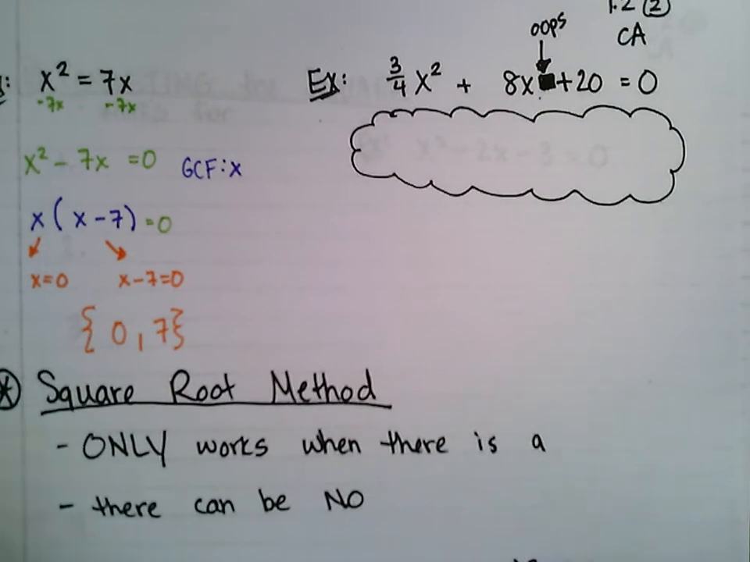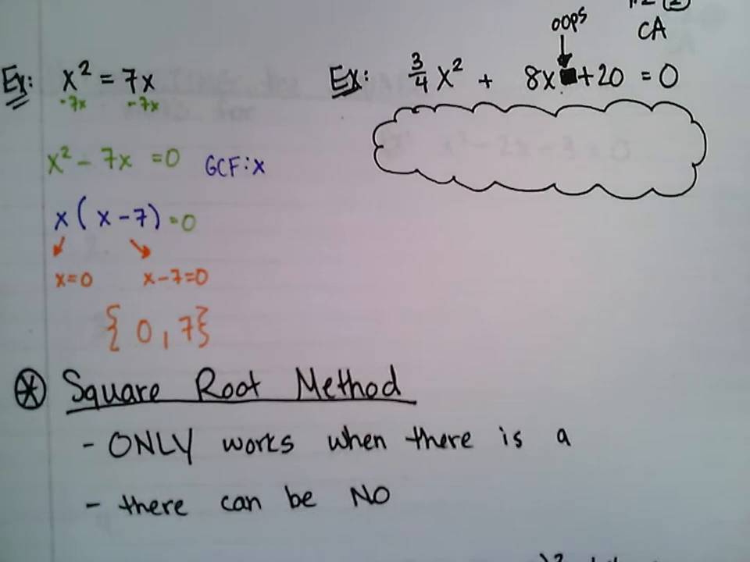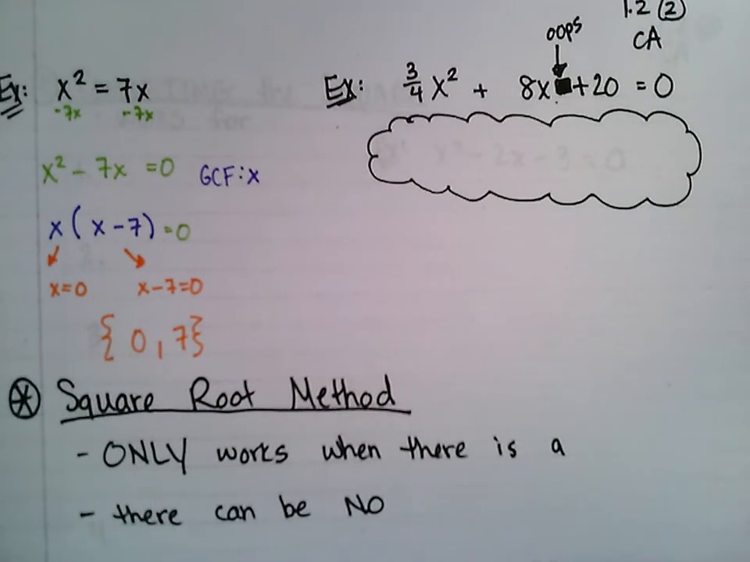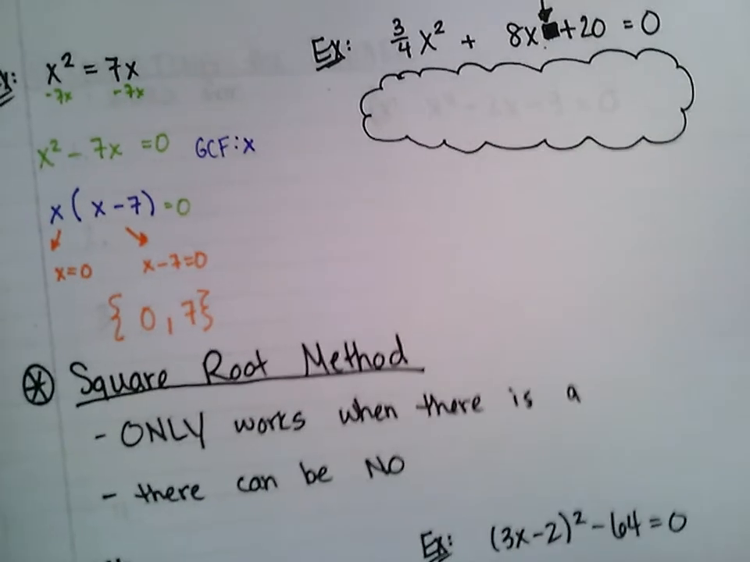Okay, what about this guy, the one that has the oops? I have a big cloud there, which means I'm going to tell you something important, like a strategy that you should use and remember in the future when you see other problems that look like this. And what is different about this one that causes us to not want to factor it? It's the fraction. Do you see the fraction?